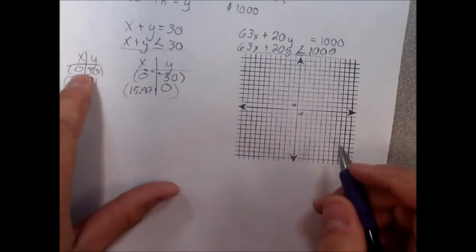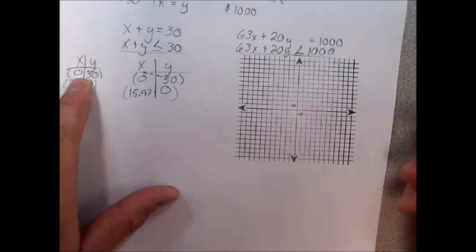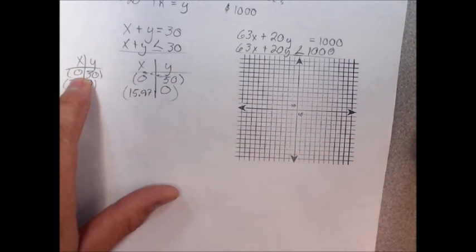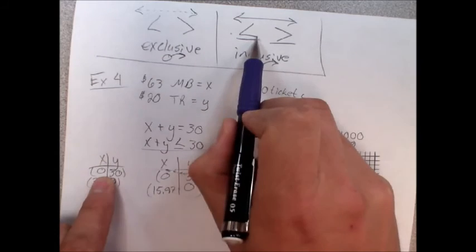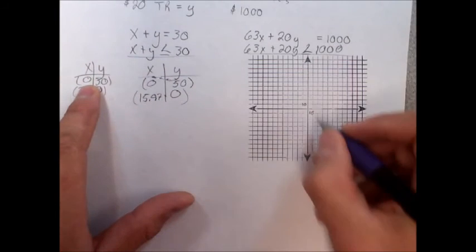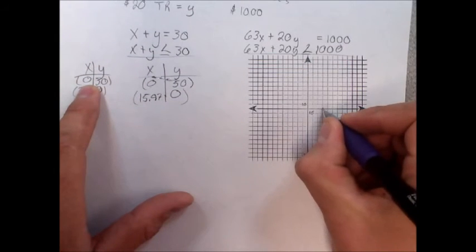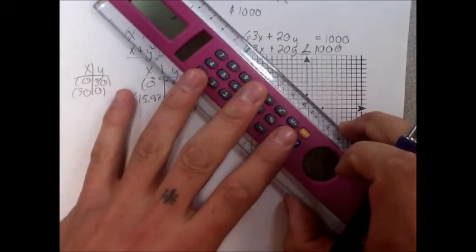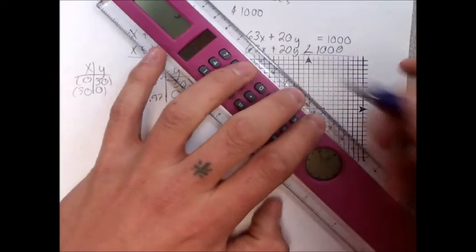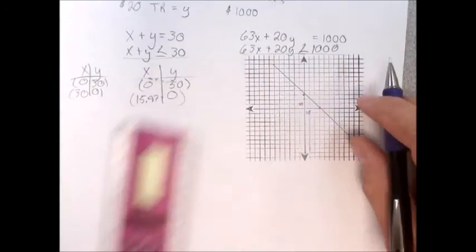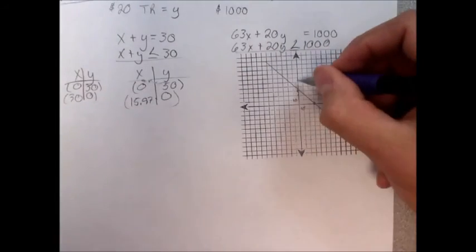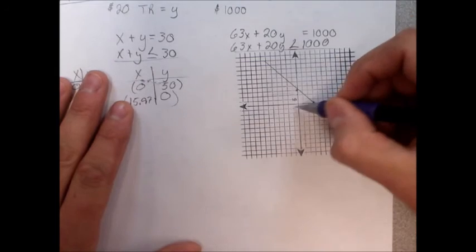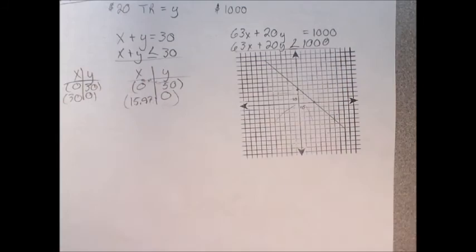Now, let's do our first line. Since they're less than or equal to, they're going to be solid, not dotted. All right, so (0, 30). We go 10, 20, 30, and then 10, 20, 30. And I can draw that line. Can I have negatives here? No, of course not, right? So everything in this direction, and this direction, and this direction, are not going to be possible solutions.